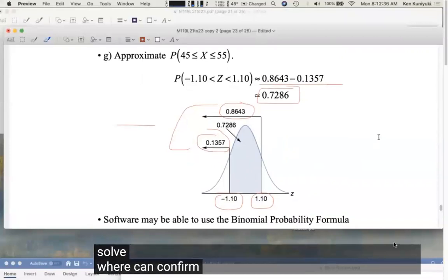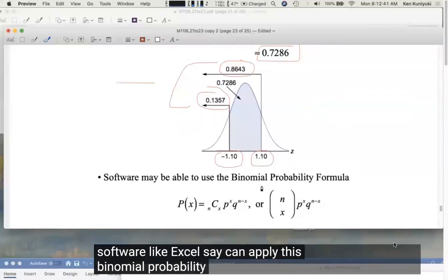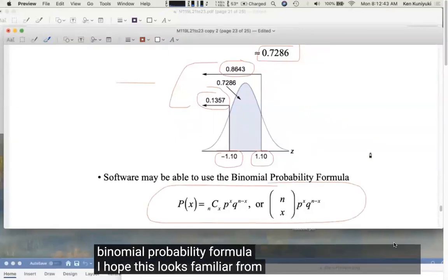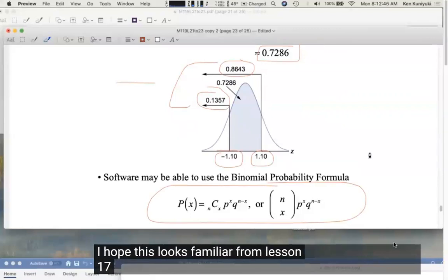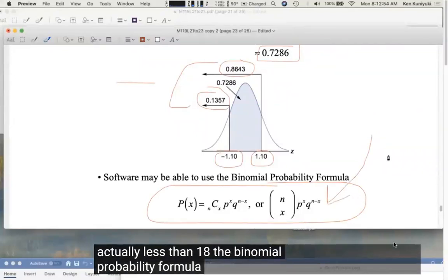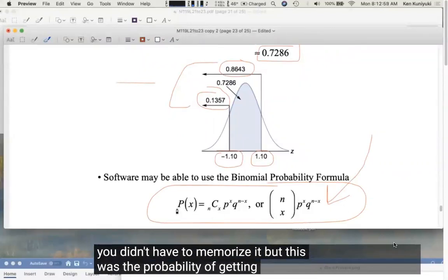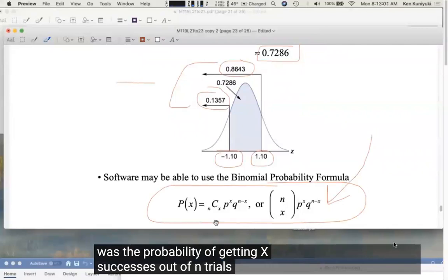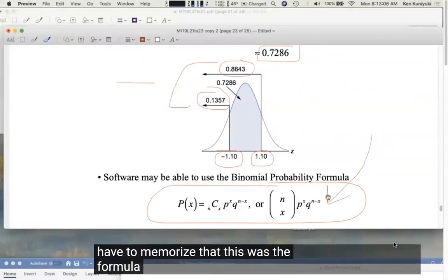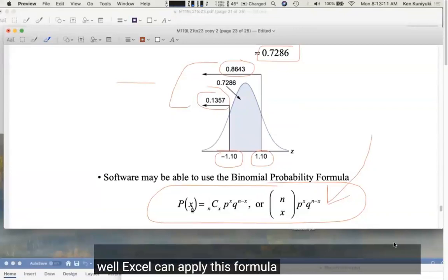Now, software can confirm this for us because software, like Excel, say, can apply this binomial probability formula. I hope this looks familiar from lesson 17 or 18. I think it was lesson 18, actually. Lesson 18. The binomial probability formula, which was optional. You didn't have to memorize it. But this was the probability of getting X successes out of N trials. This was the formula. Well, Excel can apply this formula.